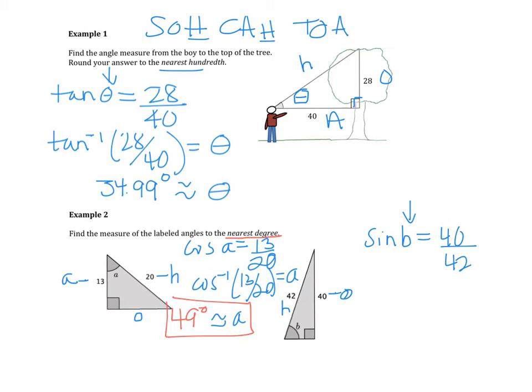I'm looking for the angle measure B, so that means I'm using the inverse function for sine. Plug that into your calculator, and we're going to get an approximation rounded to the nearest degree. Go ahead and do that now.